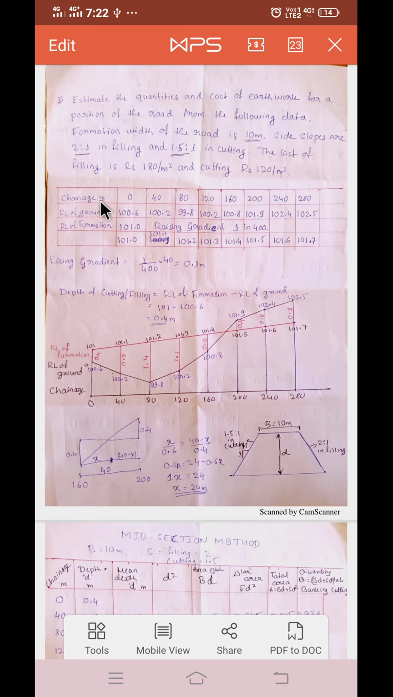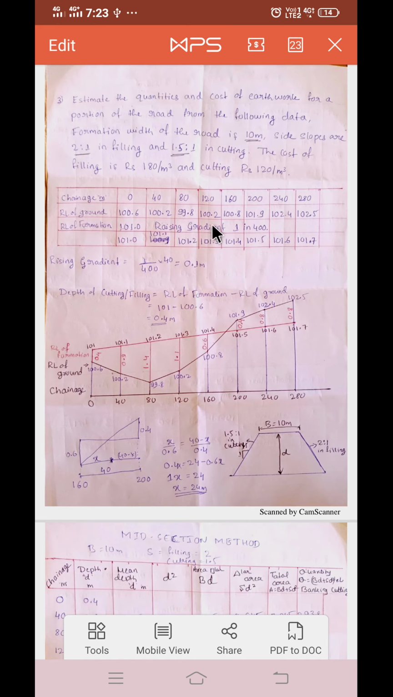And they have given the details here. Chainage is in terms of meter only, which means the distance between those points can be easily determined. So 0 to 40 it is 40 meter, from one chain to another chain is 40 meter: 0, 40, 80, 120, 160, 200, 240 to 280 meter. Okay, it is a road of 280 meter length.